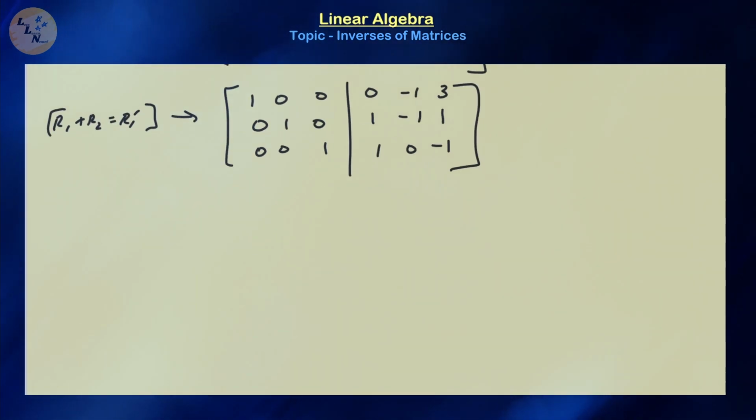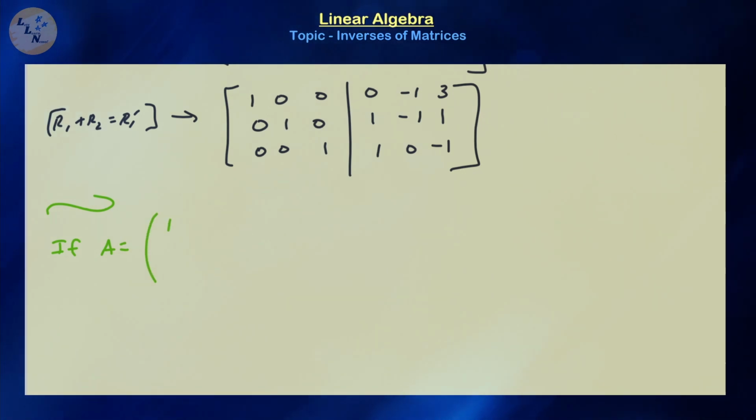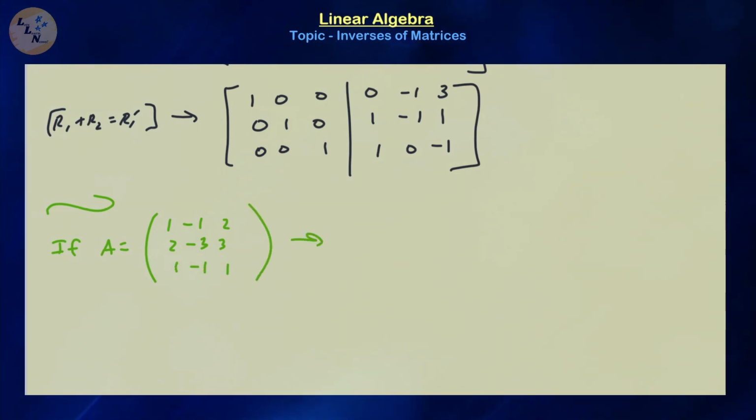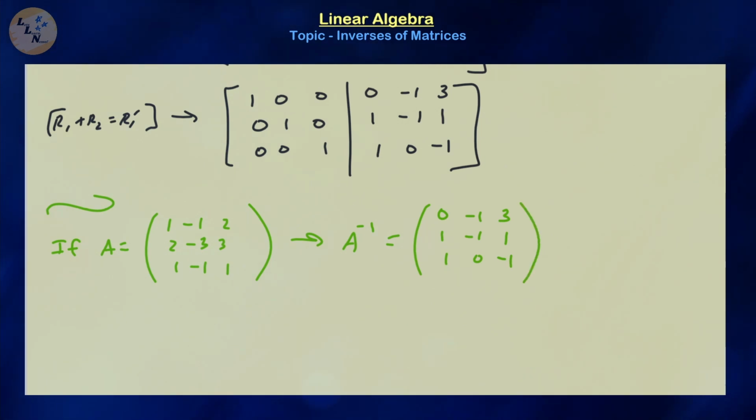All right, so let's conclude this formally. So if A is equal to the matrix 1, minus 1, 2, 2, minus 3, 3, 1, minus 1, 1, then, via Gauss-Jordan elimination, we have shown that the inverse of this matrix is 0, minus 1, 3, 1, minus 1, 1, 1, 0, minus 1.